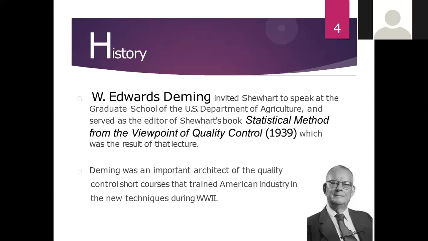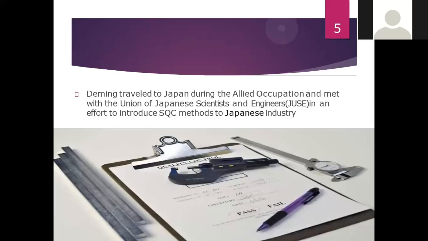Then Deming was an important architect. This person, Deming, was an important architect of quality control, especially during the World War II times. After World War II, Deming was invited by the Japanese government. Japan was severely affected by the Second World War, and its economy had totally collapsed. So Japan invited Deming to come to Japan and advise them on how to recreate the economy and manufacturing process.